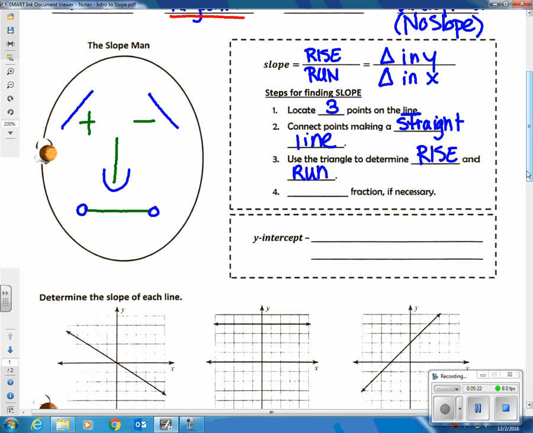So we're going to use a triangle to do that. One of the key things is we're going to make sure that we always reduce our fraction, because that's what's going to happen. We're going to have a rise of a certain number and a run of a certain number. So we're going to have that number over a number, and we have to reduce it like it's a fraction.